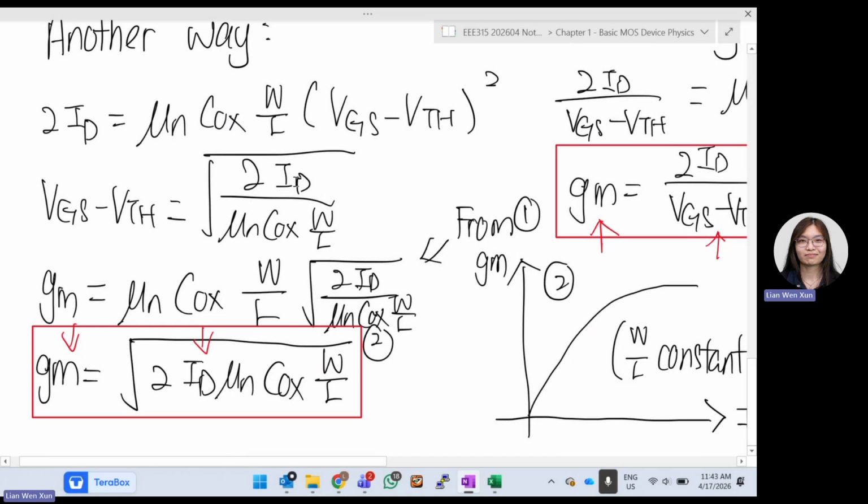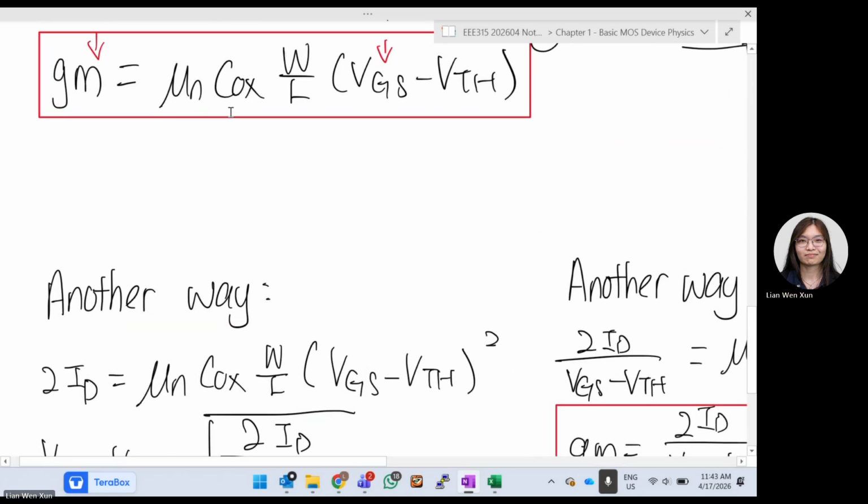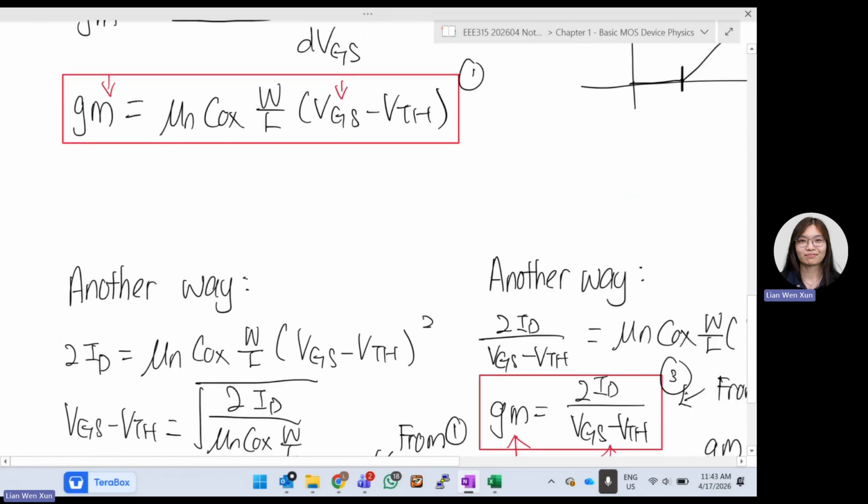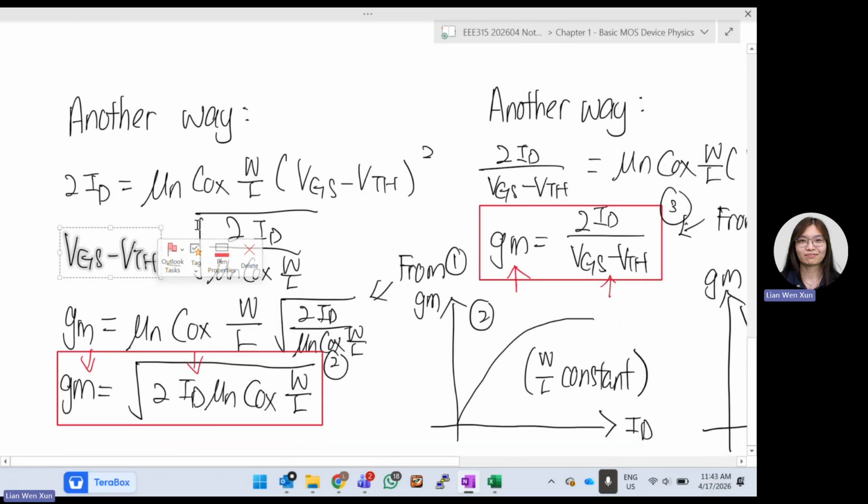And then we will find what exactly GM is. We mentioned before, in the first case, GM equals mu n Cox W over L, and we maintain that from the first equation. But now VGS minus VTH, we change it to this expression. Now I don't want to find its characteristic in terms of VGS anymore. I want to find its characteristic when my drain current changes. This is if we fix W over L constant. So we get this equation in the end.